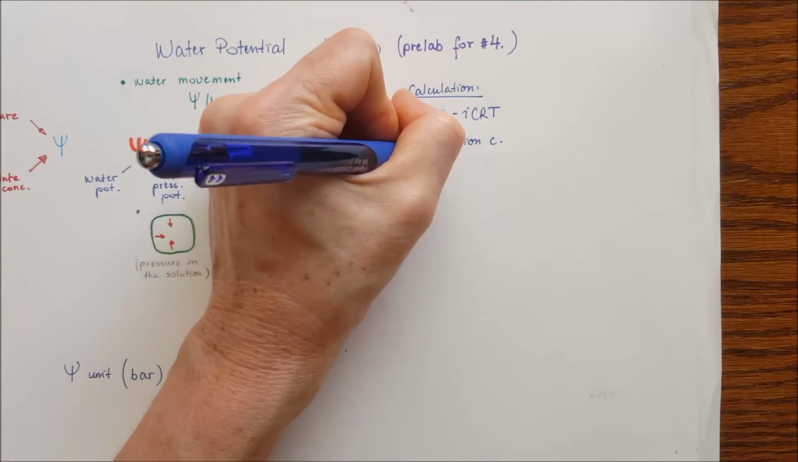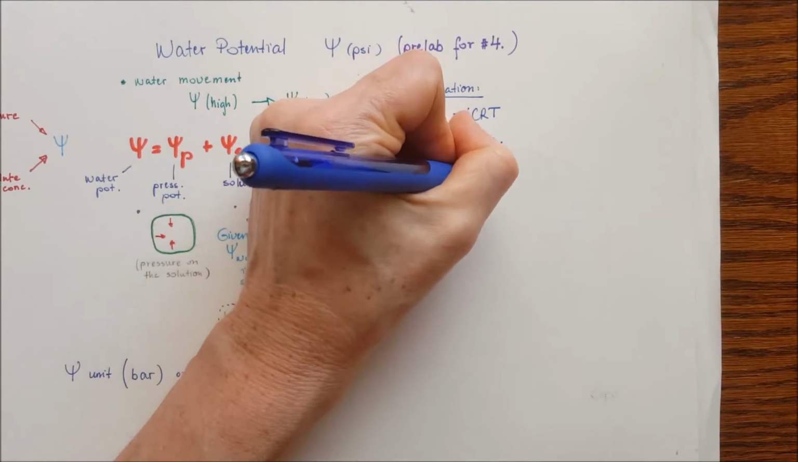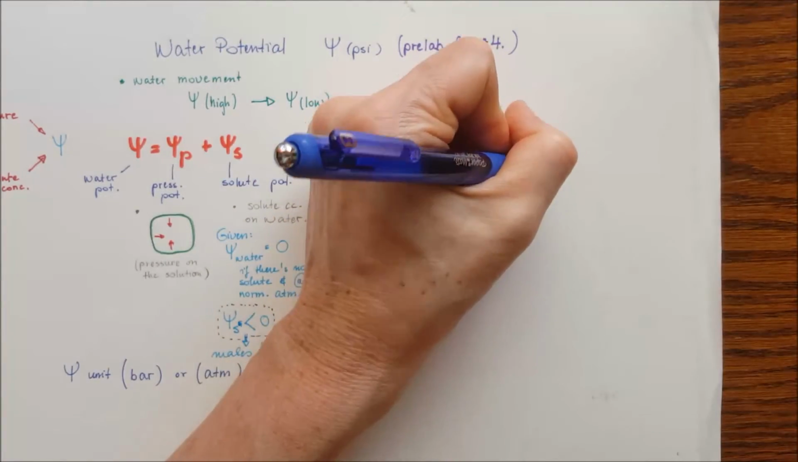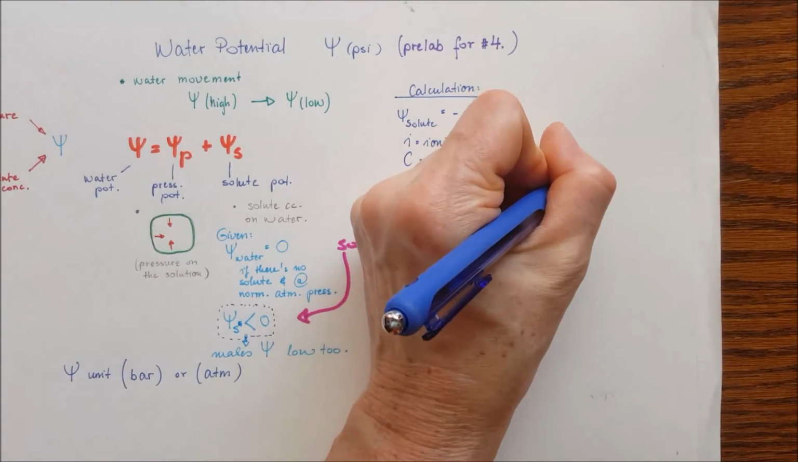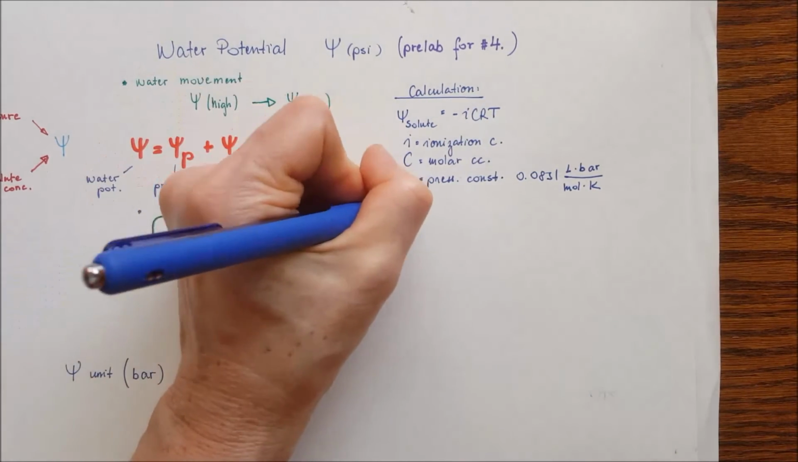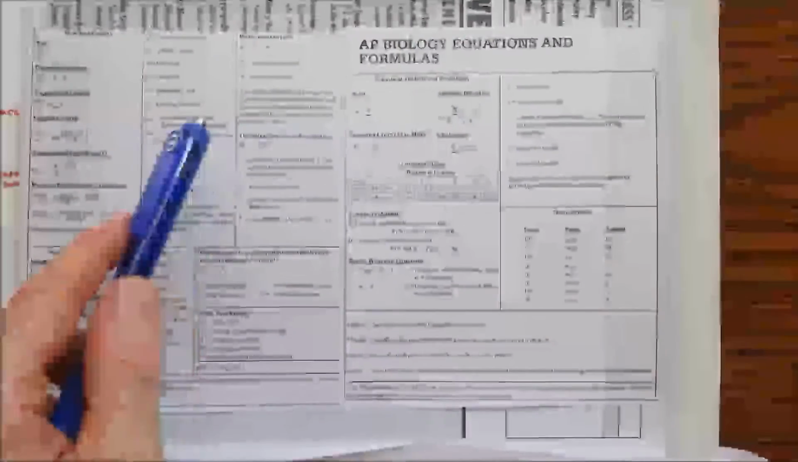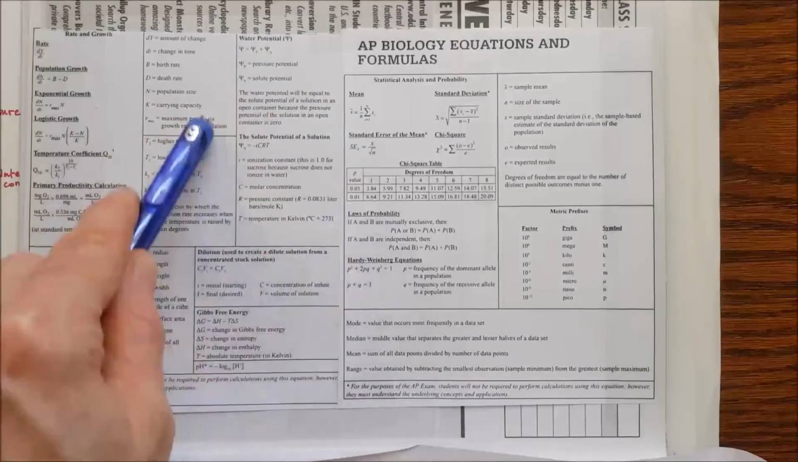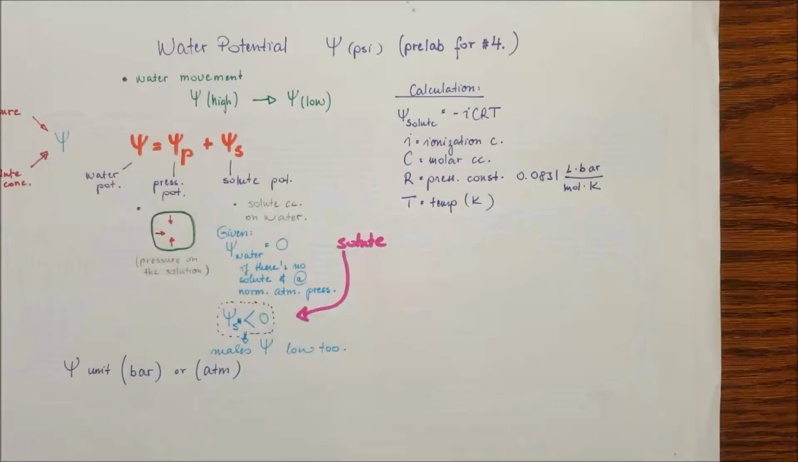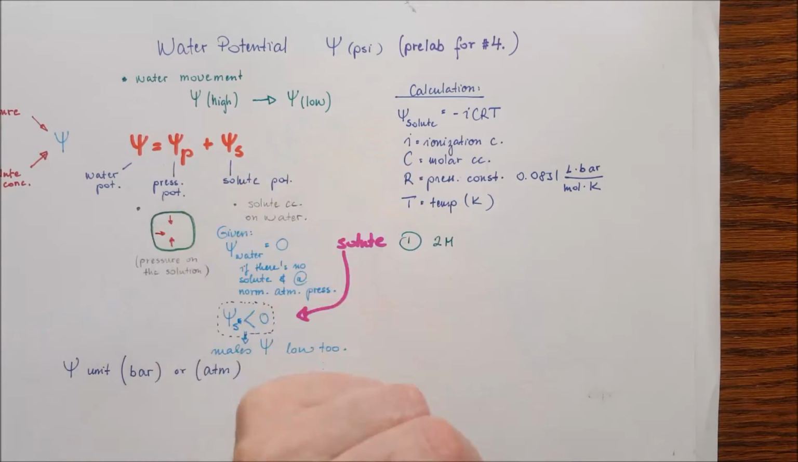I stands for ionization constant. The C stands for molar concentration. R is the pressure constant. And the T is the temperature, which is going to be measured in Kelvin. Now, here is the sheet that you are going to get at the AP exam. And you do not have to memorize those because they are on the sheet, but you have to know how to apply the equation.